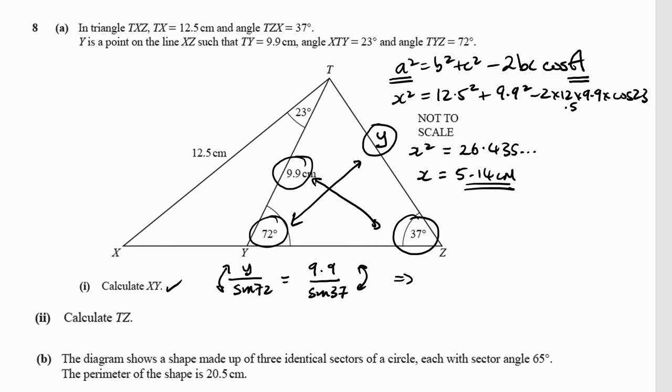So, y equals sine 72 times that fraction, 9.9 over sine 37. I'm going to type that all into my calculator and get myself an answer. So I've got sine 72 times 9.9 divided by sine 37, and that's getting me 15.6. 15.6 centimeters.